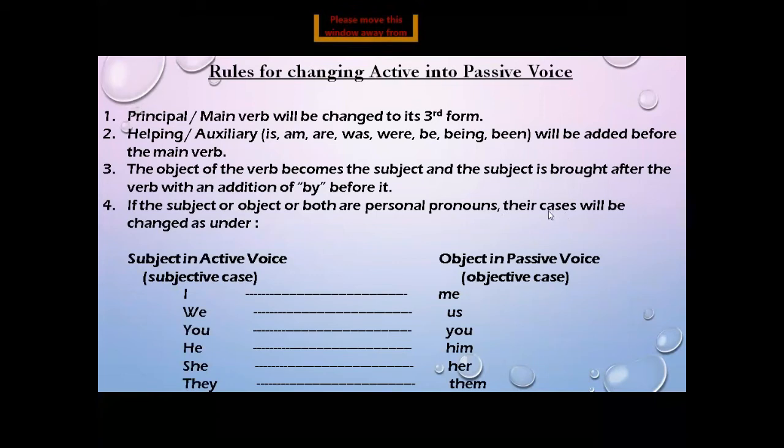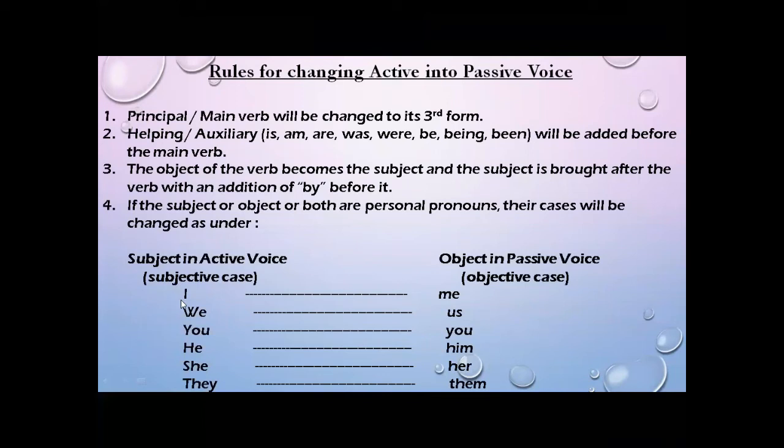Then number 4: if the subject and object both are personal pronouns. You know what personal pronouns are? They are I, we, you, they, he, she, it, and in the objective case they are me, us, you, him, her, them, etc. If the subject or object or both are personal pronouns, their cases will be changed as under.